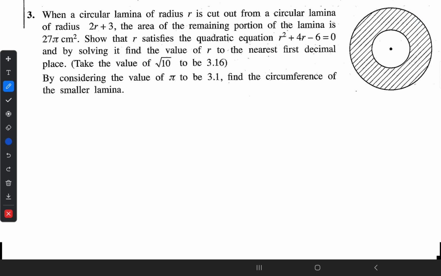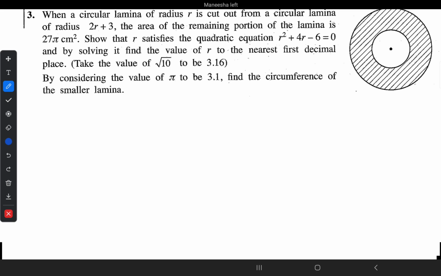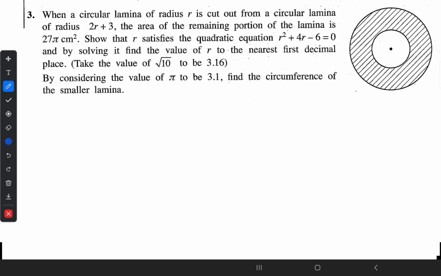So this is a 2022 paper question. Let's see. A circular lamina of radius r is cut out from the circular lamina of radius 2r plus 3. The remaining portion of the lamina is 27 pi. That means from the total lamina's area, when you subtract the removed portion's area, that will give you the remaining shaded region's area.